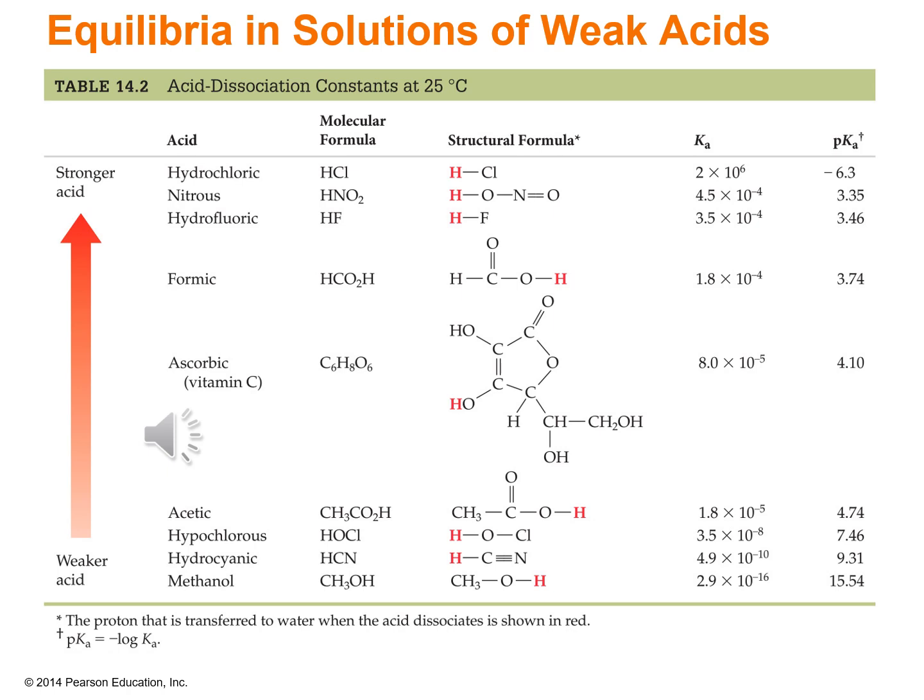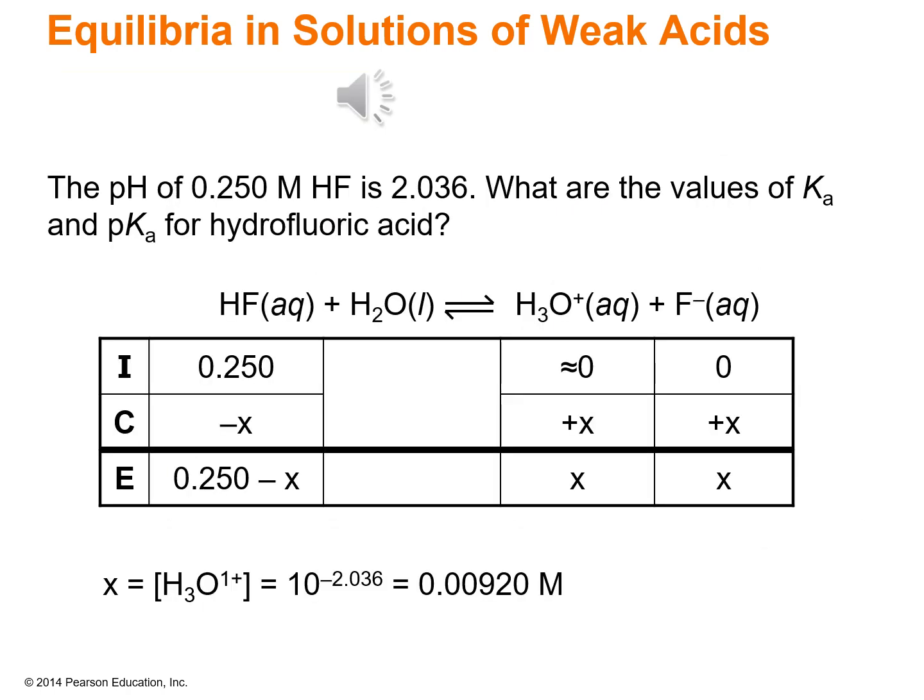If you're ever needing the Ka values of a weak acid, you can also look at Appendix C in the book. So your first step to calculating what the Ka or the pKa is for hydrofluoric acid, a weak acid, is to determine what the hydronium ion concentration is going to be. In that case, it's necessary to make an ice table.